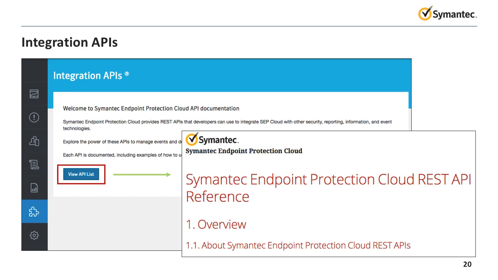Symantec Endpoint Protection Cloud provides REST APIs that developers can use to integrate SEP Cloud with other security, reporting, information, and event technologies. A complete guide to their use can be found on the API page. Click the View API List button to access the Symantec Endpoint Protection Cloud REST API Reference Guide.